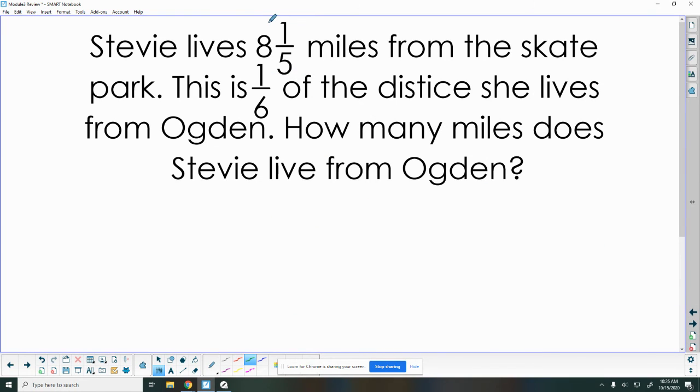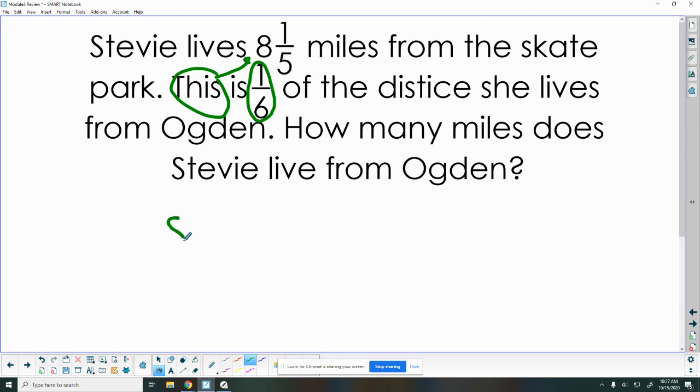Hey, Stevie lives 8 1/5 miles from the skate park. This number, when it says this, it's talking about 8 1/5. This number is 1/6 of the distance. Sorry, there's a typo in there. Of the distance she lives from Ogden. So we know the skate park is 8 1/5, and Ogden is 6 times farther because we're taking the reciprocal of this. We know the skate park is closer than Ogden.